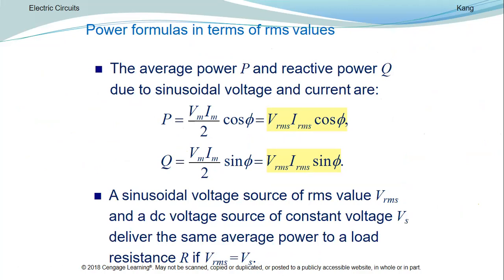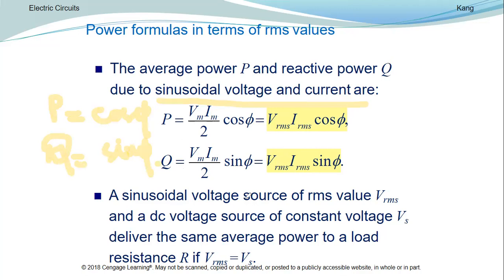These are basically the average power and reactive power. Average power is P and reactive power is Q. Due to sinusoidal voltage, P equals Vm Im divided by 2 into cos phi, which equals V RMS into I RMS cos phi. P is the real part, which depends on cos. You have to remember it. And Q is the imaginary part, known as reactive power, and it depends on the sine of the angle.